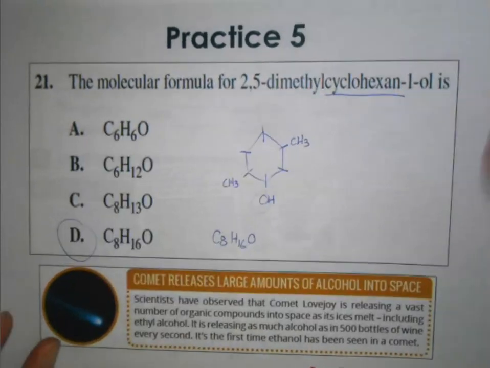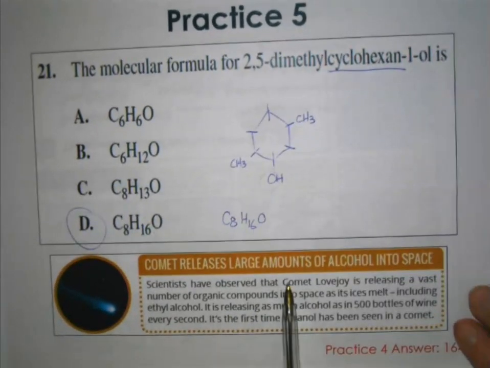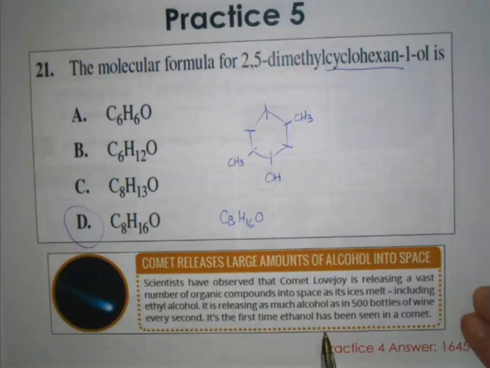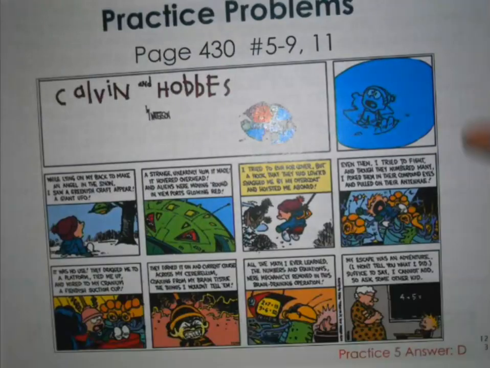A little bit of information there about a comet, pretty crazy. It's releasing as much alcohol as would be in 500 bottles of wine every second, and it's the first time ethanol has been seen being released from a comet, so that's kind of cool.